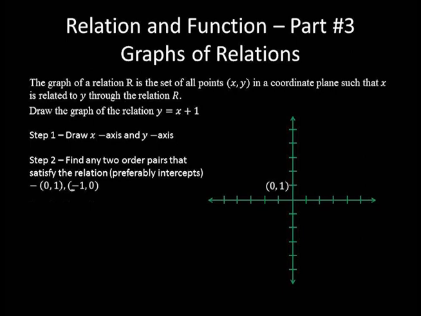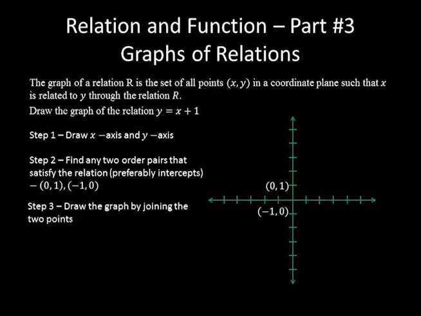When we come to (-1, 0), negative 1 is the value of x. That's located 1 unit to the left of the origin. And 0 is the value of y. At any point on the x-axis, the value of y is 0. So (-1, 0) is 1 unit to the left of the origin.